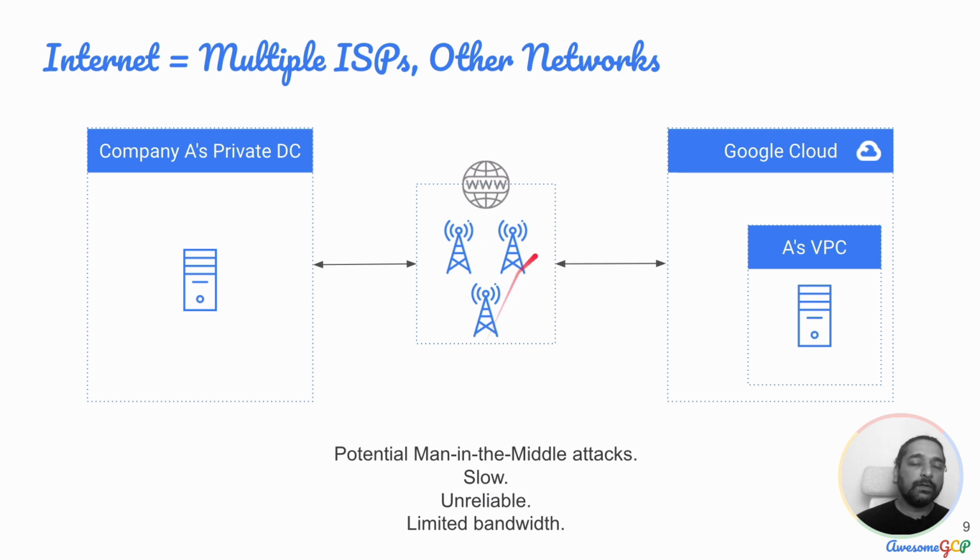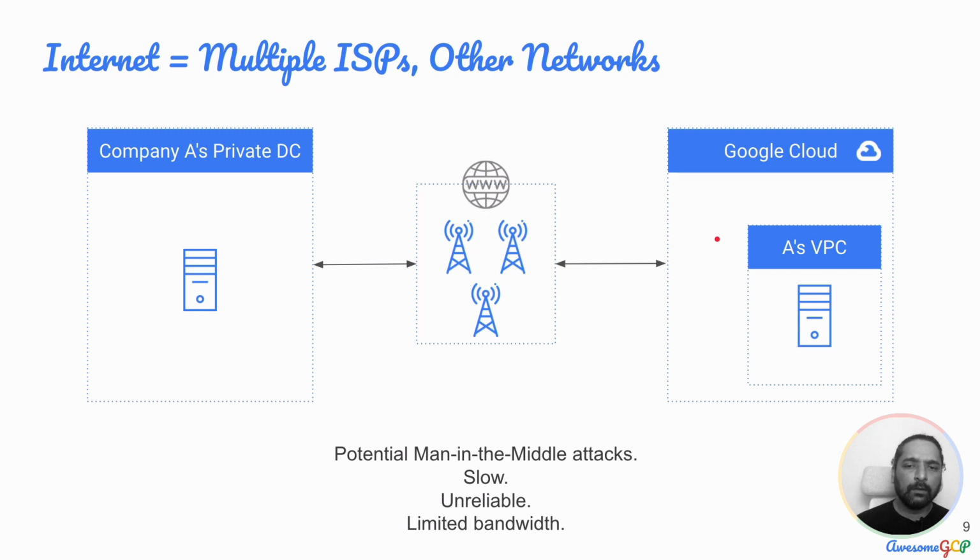The second problem, of course, is it could be slow, right? When you're going over the public internet, it might not be reliable. There might be an issue at the ISP. It might be going over multiple hops before it gets to Google Cloud, and therefore it might be slow. Similarly, it might be unreliable, and there will be limited bandwidth with service level agreements that might be offered by the public internet in general. And that becomes a bottleneck for high-speed data transfer between these clouds in a hybrid cloud setup.